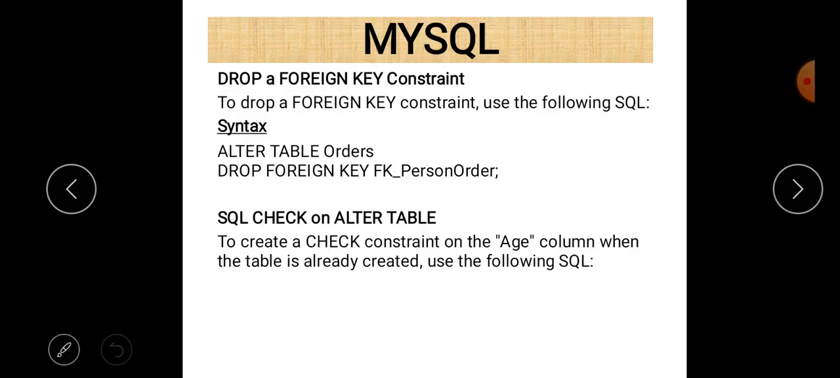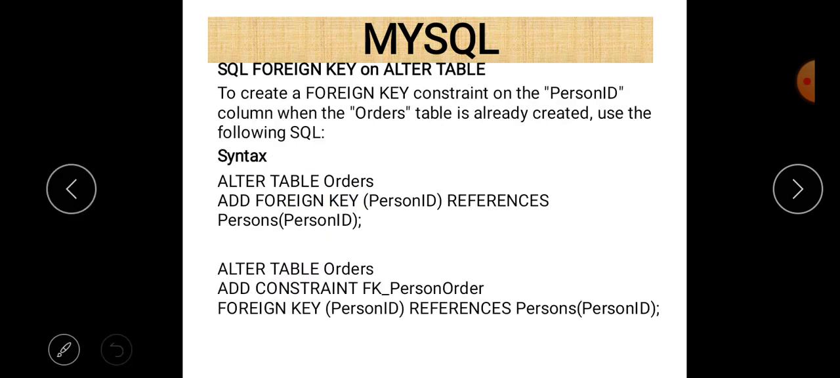If you want to drop a foreign key constraint, the keyword drop is used with the alter table structure. So first is alter table and then the name of the table, orders, and then drop and then foreign key and the name of the foreign key constraint. We here declared the name of the foreign key as fk underscore person order.